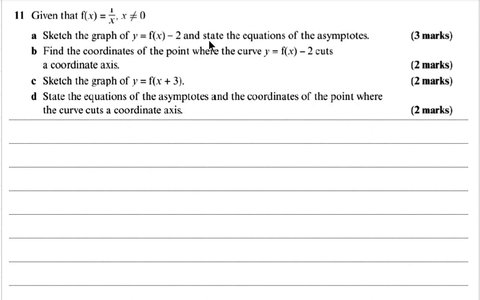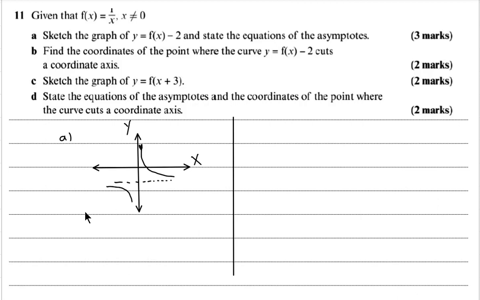sketch the graph of y equals f of x minus 2 and state the equation of the asymptotes. Very nice question. The graph should be similar to 1 over x, but we will move it down 2 units. So the horizontal asymptote should be moved from y equals 0 to y equals minus 2, like this. So the curve should be like the following, and like this. And the horizontal asymptote will be y equals minus 2. And the vertical asymptote will be the same, which is x equals 0.